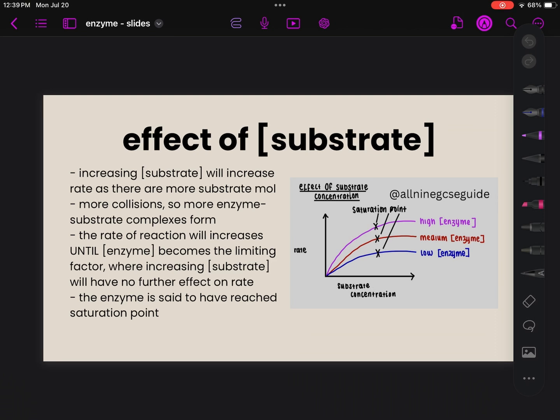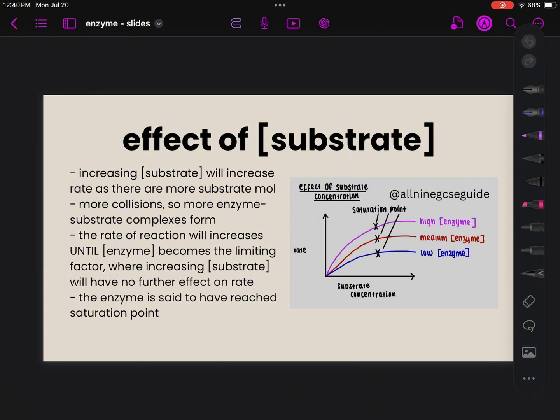So going back to the notes, increasing substrate concentration will increase the rate as there are more substrate molecules, there are more collisions, so there are more enzyme substrate complexes formed. The rate of reaction will increase until the concentration of enzyme becomes a limiting factor, where increasing substrate concentration will have no further effect on the rate. The enzyme is said to have reached the saturation point at this point.